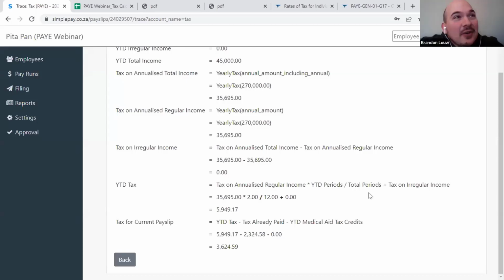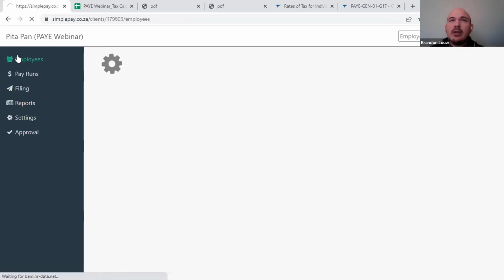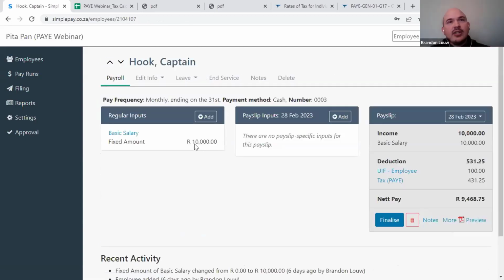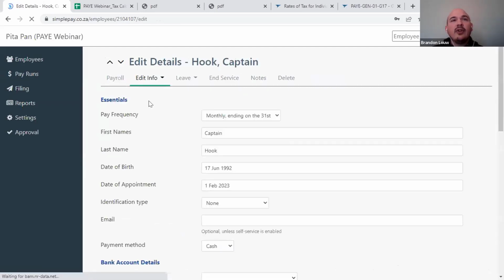So this is actually a question that we get quite a lot, so I'm glad you brought it up. I actually have an employee that's similar, maybe not the same figures, but let's just have a look quickly. So if I go to Captain Hook, oh, it is actually the same figure, right? So I've got Captain Hook, who, if I look at his basic info, was appointed on the 1st of February 2023. So I'm psychic, I can see into the future.